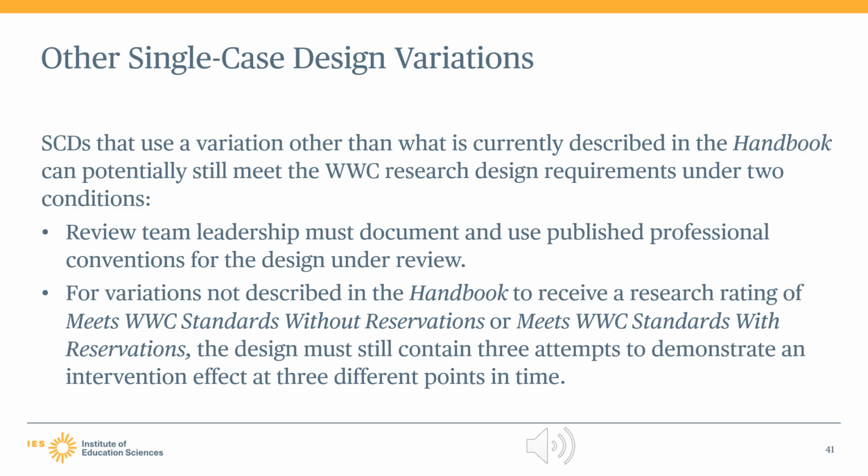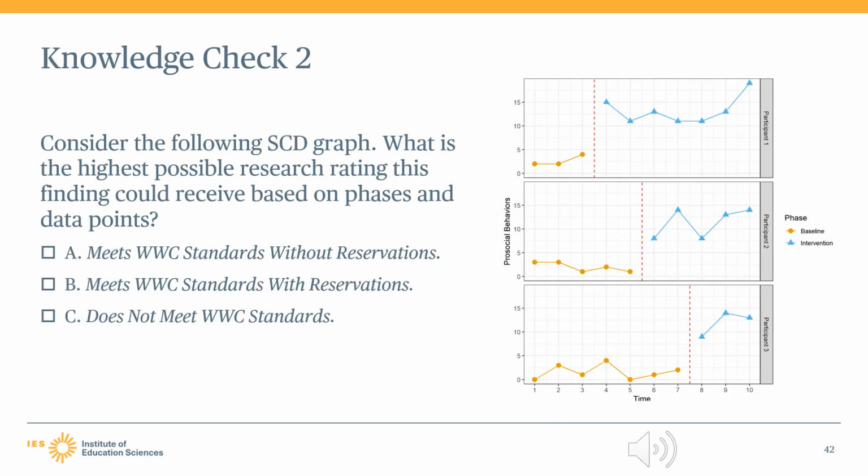Review teams may review designs other than the basic designs we have prescribed so far under 2 conditions. First, review teams must find existing peer-reviewed professional conventions for assessing the quality of the novel design. Second, for these variations to meet standards, the design must contain 3 attempts to demonstrate the intervention effect at 3 different points in time. Before moving on to the final step in reviewing single-case designs, let's test your understanding of the material so far with some knowledge checks.